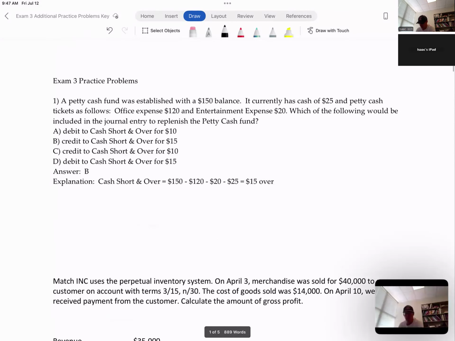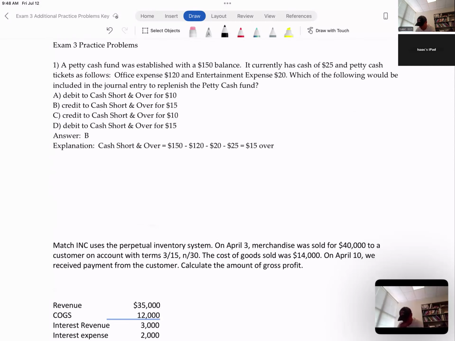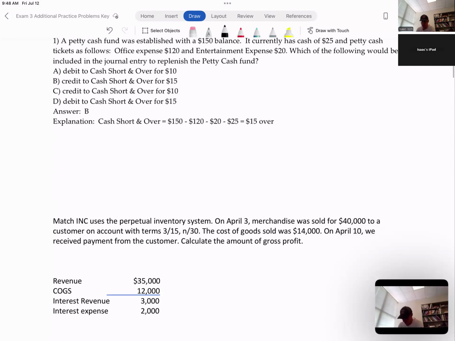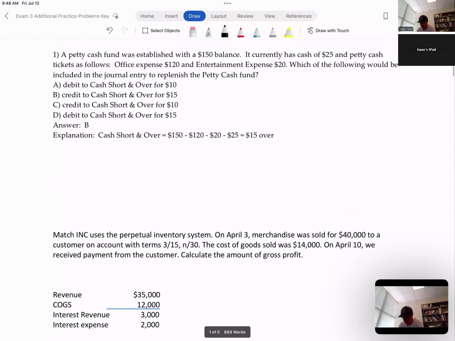I just plopped in three practice problems like you'd see in the exam, but not all of this would be in yours. I just put in some problems to go through them real quick.